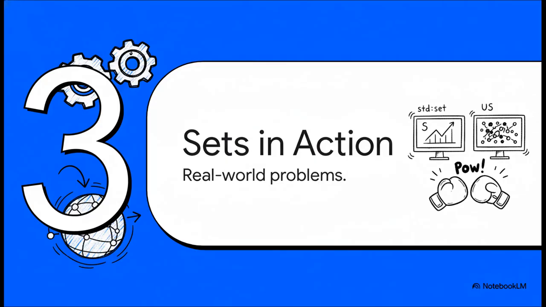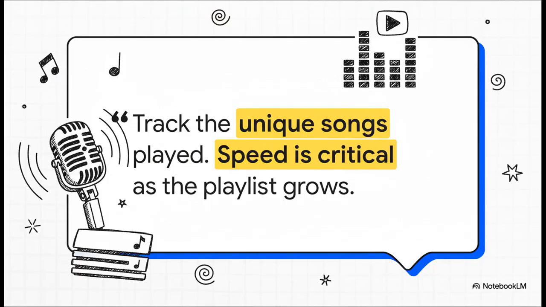Theory's great and all, but let's see how this actually plays out. We're going to look at a couple of programming challenges inspired by the Kattis platform, just to see which set comes out on top in different situations. So first up, imagine you're building a system for a radio station. You just need a list of every unique song played today. This list could get huge, and you need to be able to check really fast if a song has already been played. So does the order of the songs matter here?